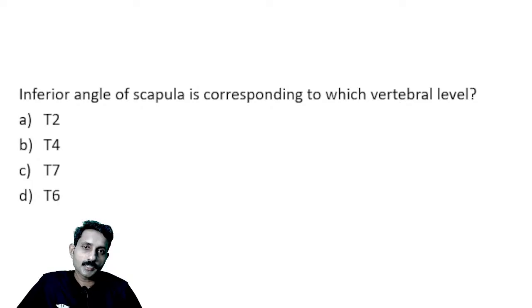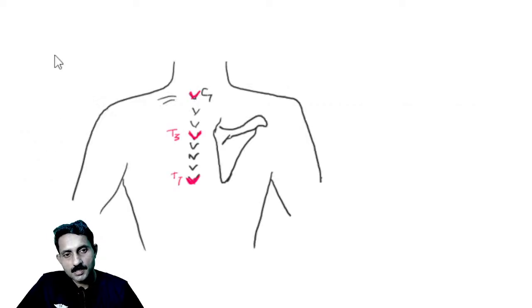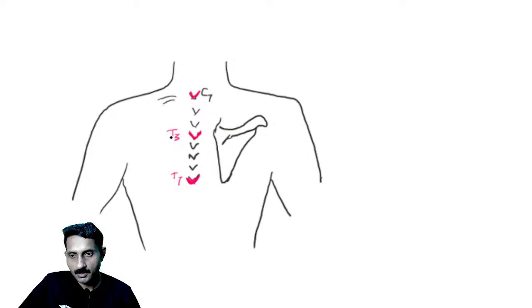What is the question? Inferior angle of scapula corresponds to which vertebral level? The options are straightforward. This is a straightforward factual question in the surface marking of the thorax. We'll see a diagram here. This is a surface marking on the posterior aspect of the thorax, and we are viewing it from the back.